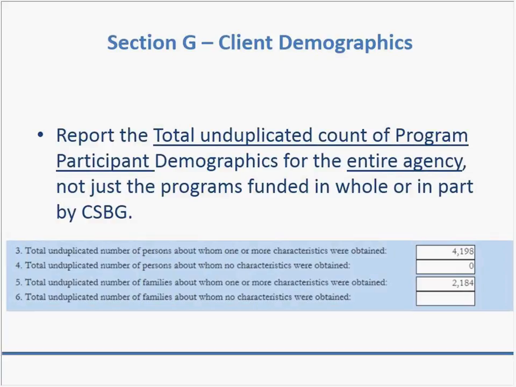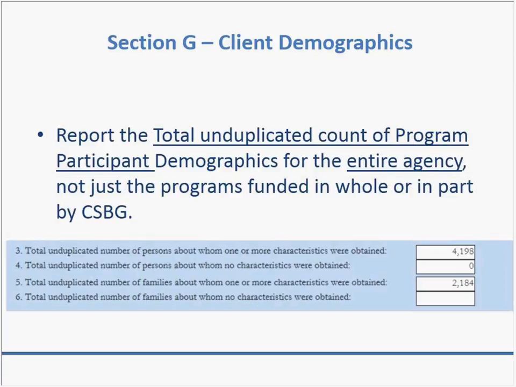Section G, the client demographics. In this section, we're asking you to report the total unduplicated count of program participant demographics for the entire agency and not just CSBG funded programs. Also understand in Section G that you may have programs that don't collect every data point on that participant, and that is okay. An example of that is a food program where you may only collect very limited demographic information on folks that you're serving.